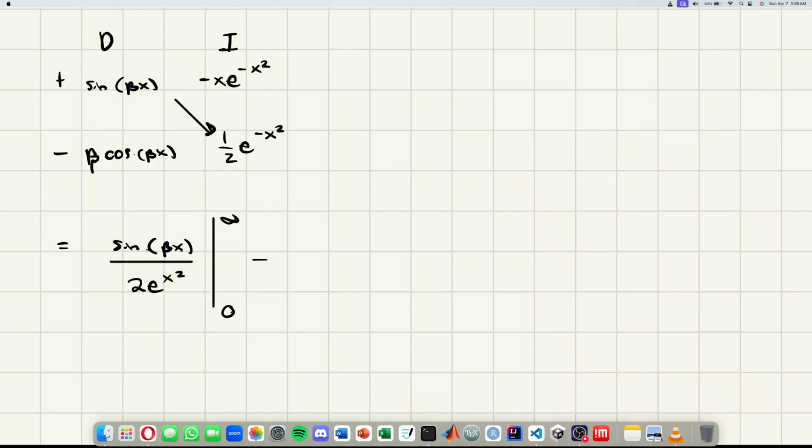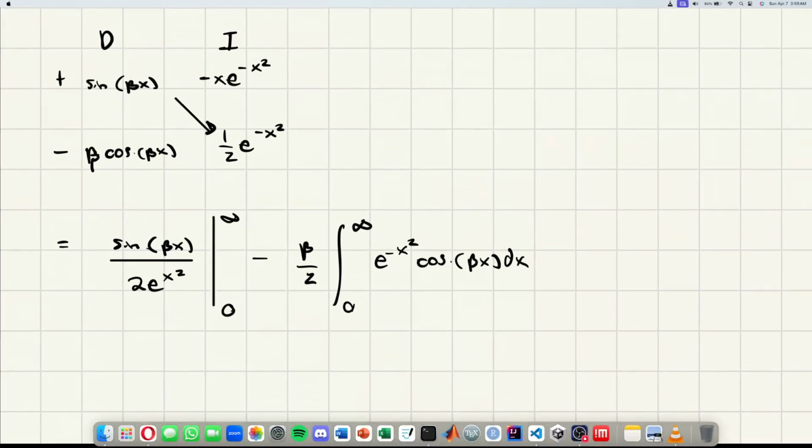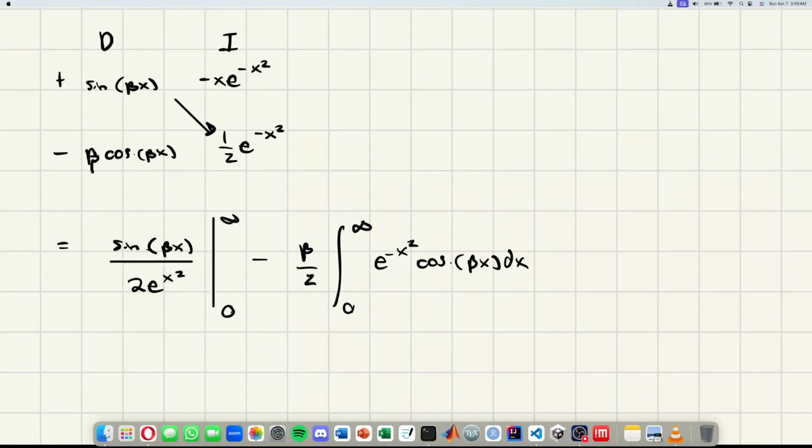And then minus, the only term that would come out is this, times the integral of e to the minus x squared cosine beta x dx. And this is what I mean by oscillatory behavior, is we're going to end up with the original expression because it's going to oscillate between sine and cosine when we take the derivatives or antiderivatives. So this expression on the left side is our antiderivative. So we can just straight up plug in our points and solve it.